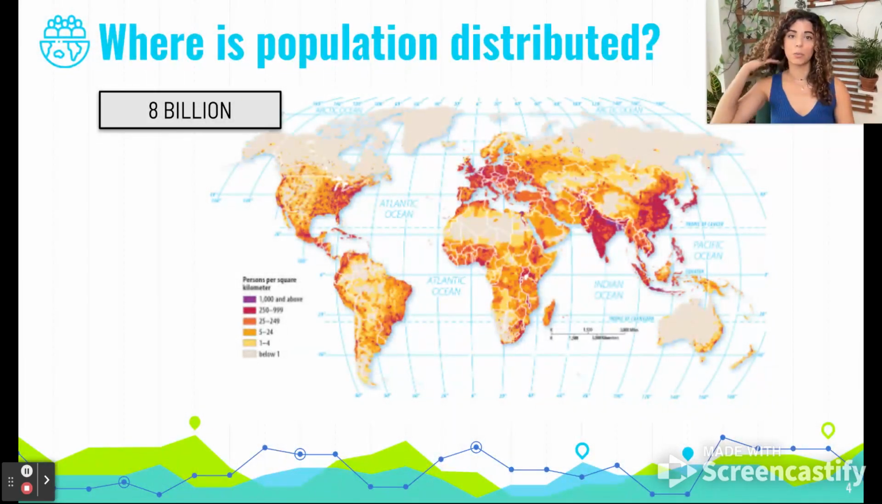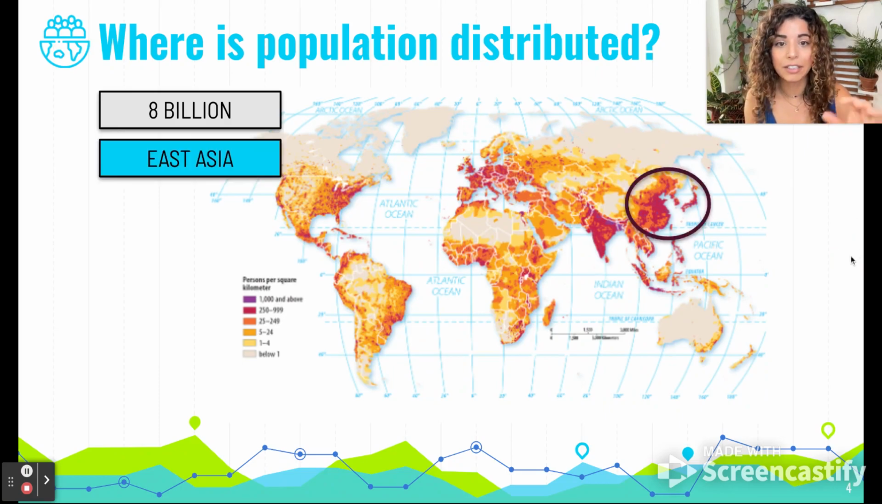So first, where is population distributed? If we take a look at this map here, we can see where we have higher density populations. And somewhat recently, we reached 8 billion human population, which is pretty incredible. When I first started teaching this, we were way down at 7 billion.